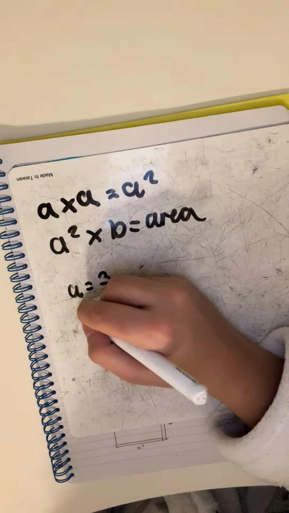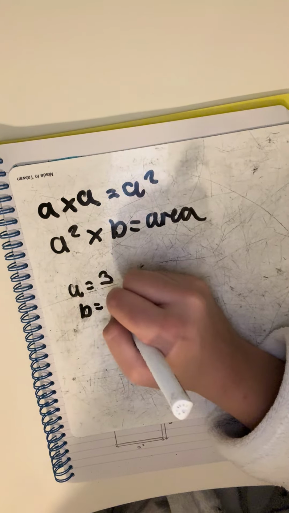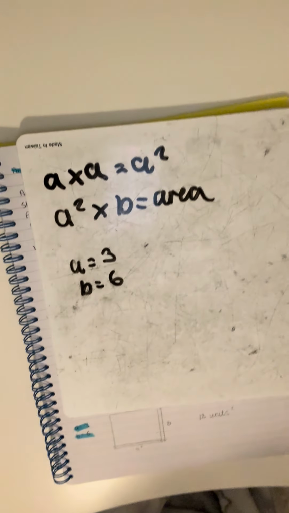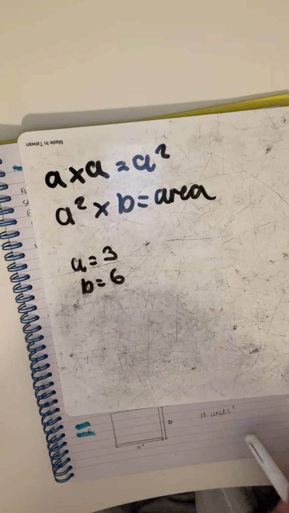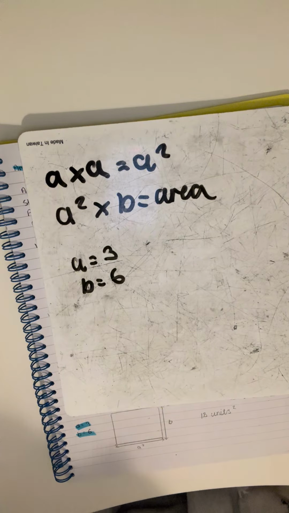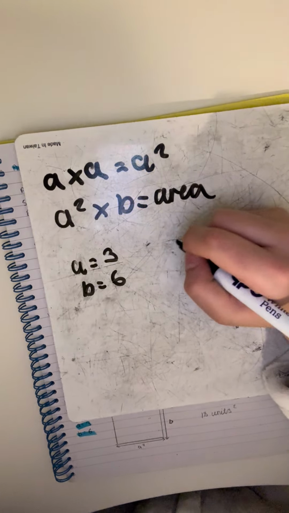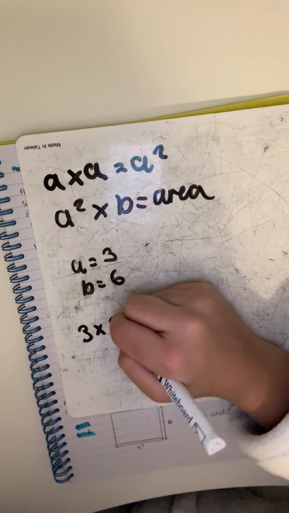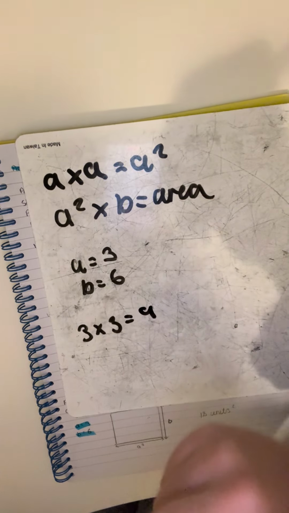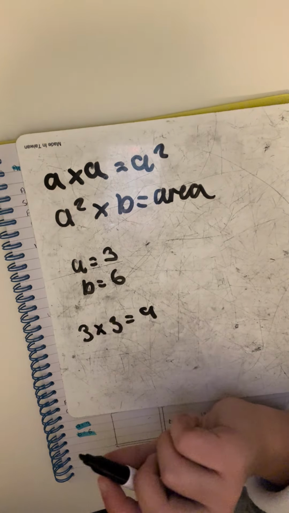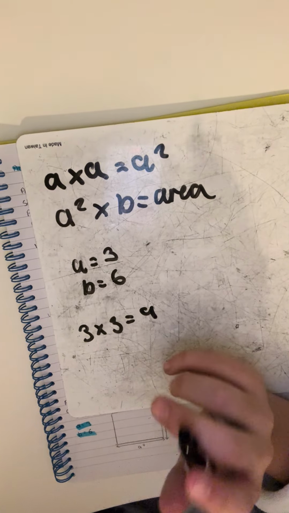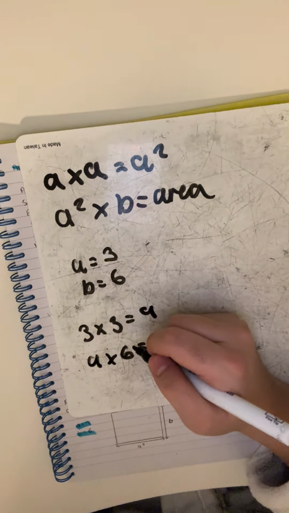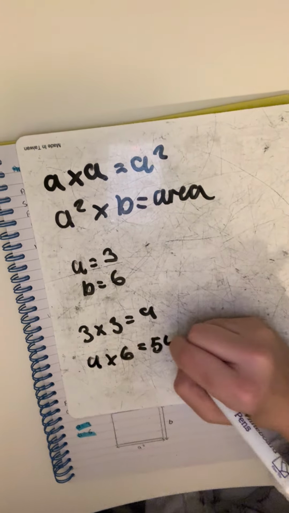and that b is 6. Now, it has also given us an answer, but we need to see if that answer is true or false and why. So, when it says a times a, it means 3 times 3 to get 9. When it says a squared times by b, it means 9 times 6. And when it says area, all it means is 54.